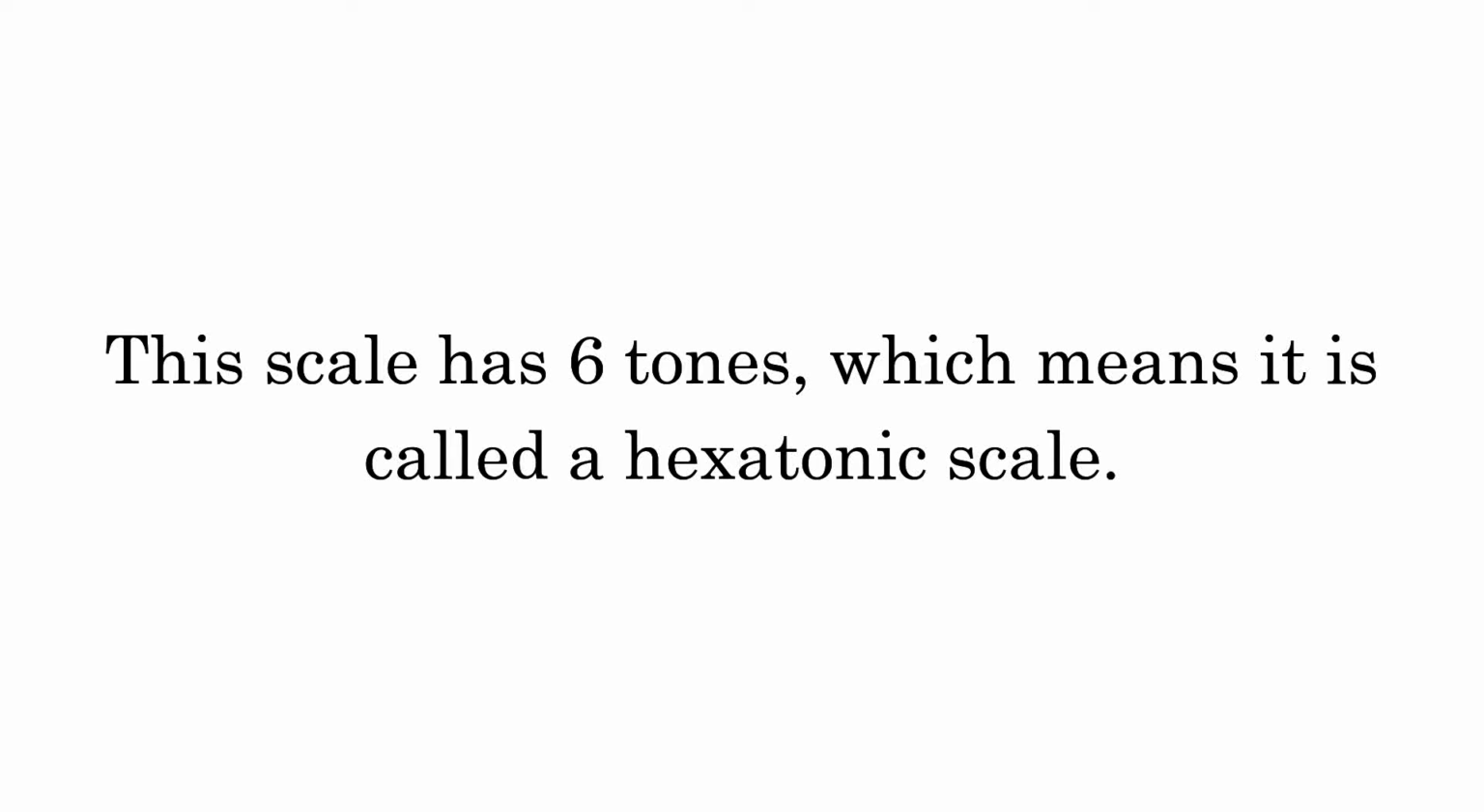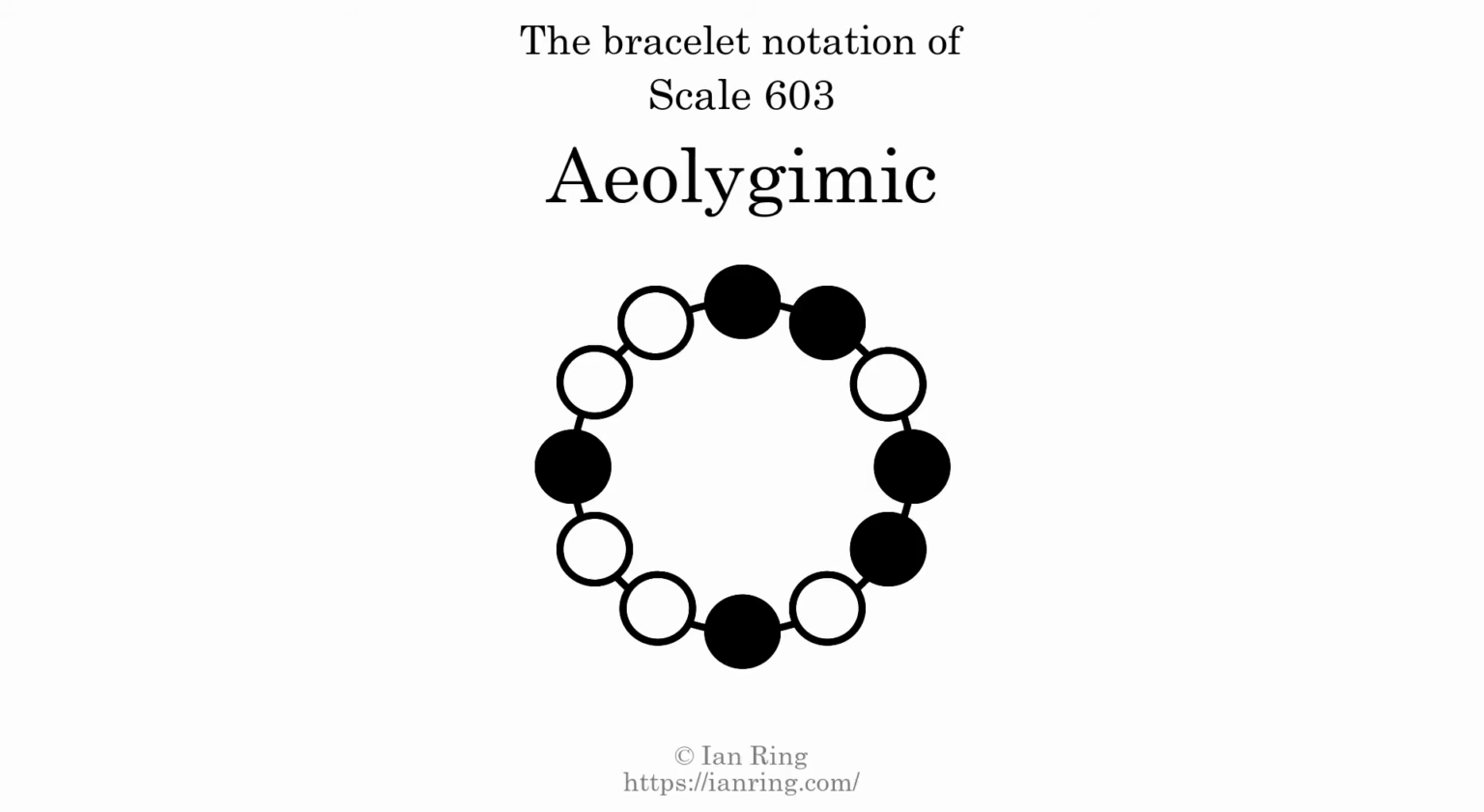This scale has 6 tones, which means it is called a hexatonic scale. This is a bracelet notation diagram of scale 603. The shaded circles represent tones that appear in the scale, and they are read clockwise, starting at the top.